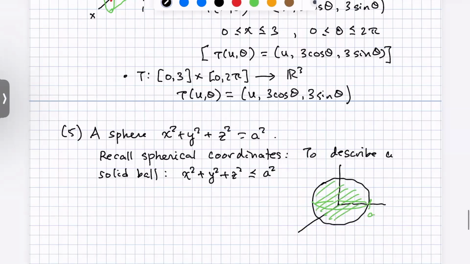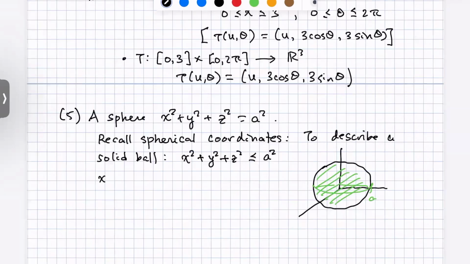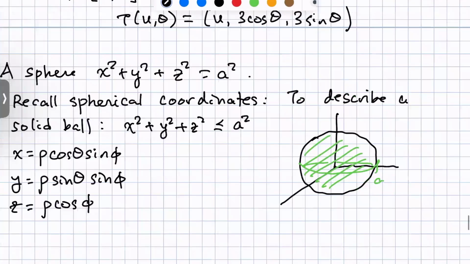The radius is a. Then the description of spherical coordinates is x equals rho cosine theta sine phi, y equals rho sine theta sine phi, and z equals rho cosine phi, where rho is the distance from the origin to your point. That's rho. Theta is the angle from the x-axis right here. And then phi is the angle that you drop from the z-axis. That's phi right there.